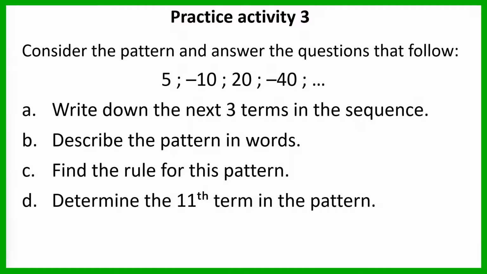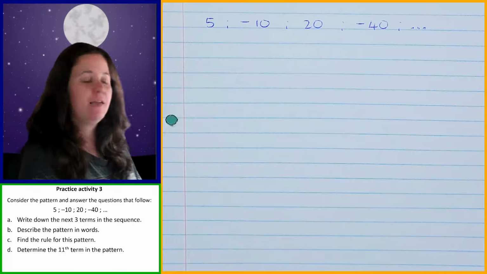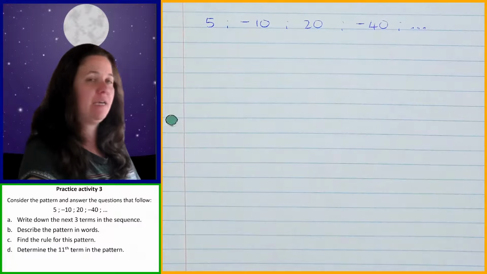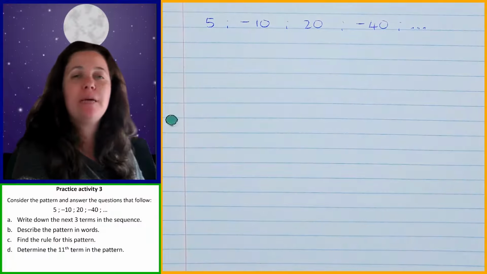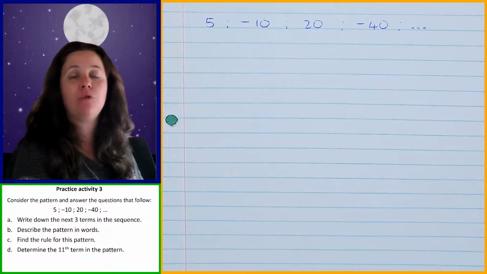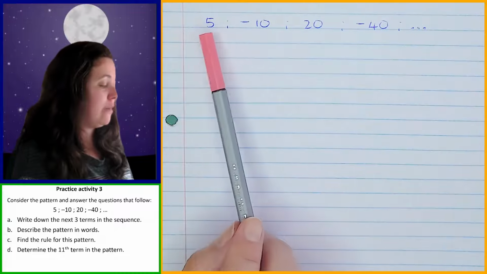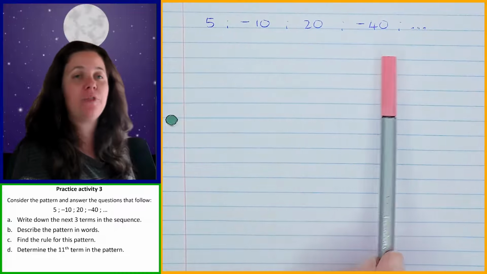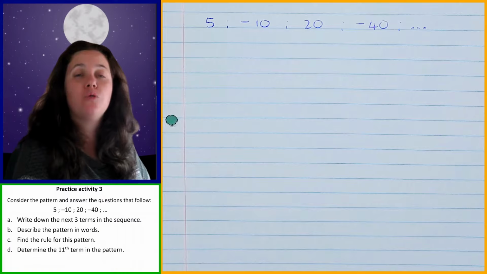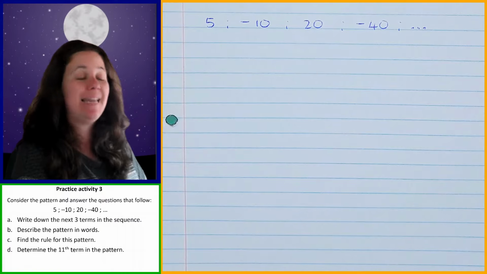Okay, so let's go through that question and see what you should have got. First of all, I've got my pattern over here. Now remember I told you, as soon as you see a pattern where the terms are alternating between positive and negative, so over here we've got positive, then negative, then positive, then negative, that means that your constant ratio is going to be a negative number.